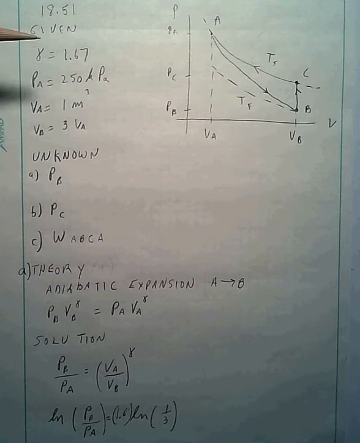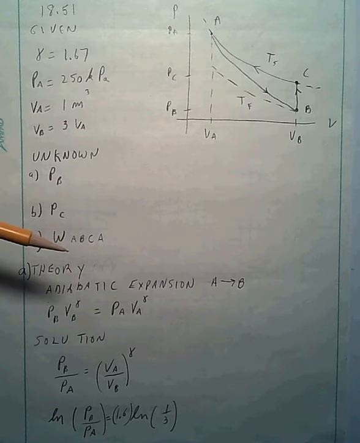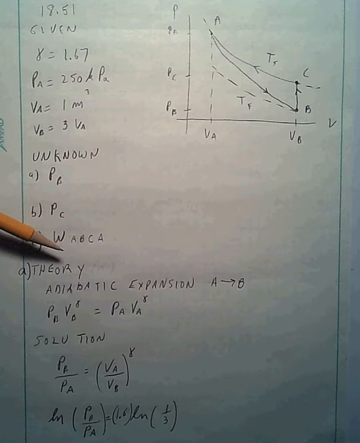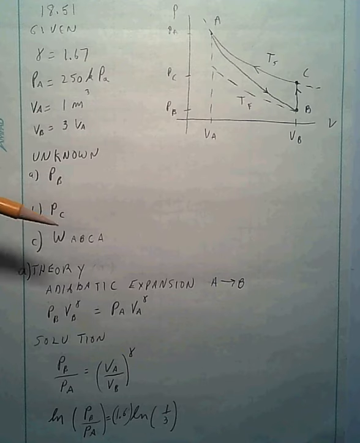Gamma for that is 1.67. The pressure at A is given, and the volume at A is given, and the volume at B is given. And what we're to find is the pressure at B, the pressure at C, and the work done on the gas as we go around this cyclic process from A to B to C back to A again.